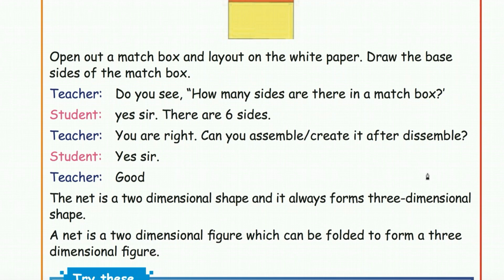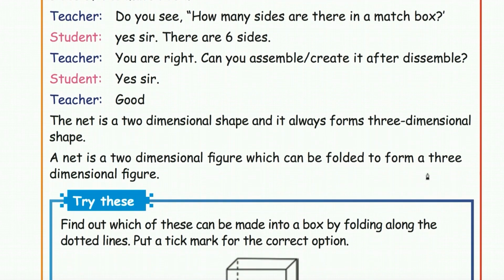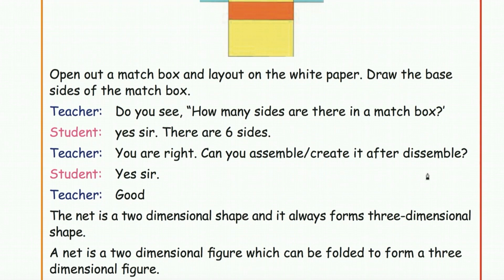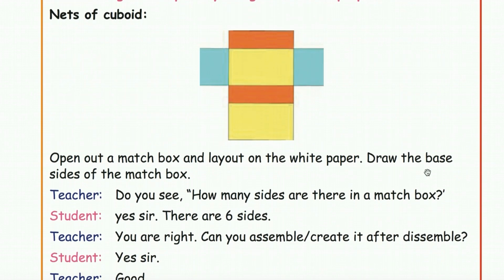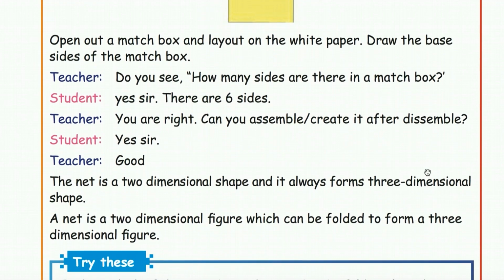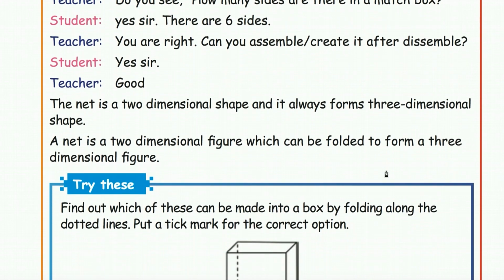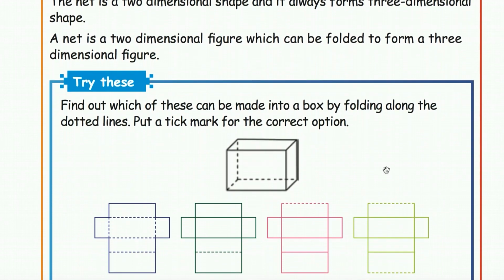A net is a two-dimensional shape and it always forms a three-dimensional shape. A net is a two-dimensional figure which can be folded to form a three-dimensional figure. Example is a matchbox. If you remove all the sides, it is a 2D figure only. If you fold them, they will appear like 3 dimensions.